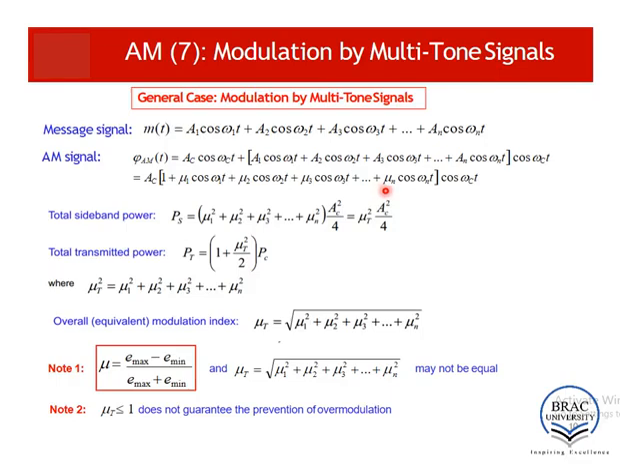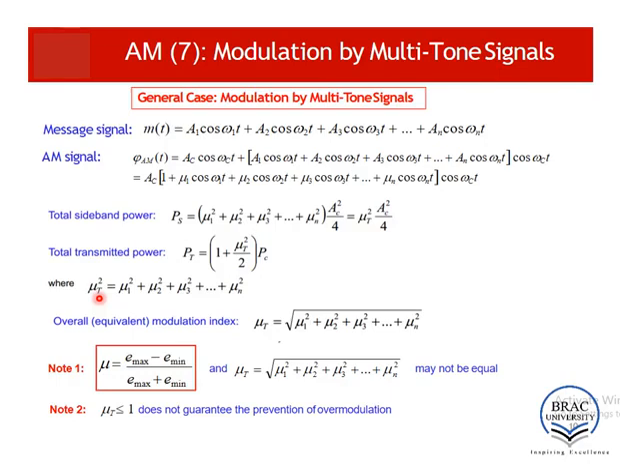If you compare this with the single tone, you will observe a similarity. Previously, there was only one component, and here there are n components instead. For single tone modulation, the sideband power was mu square AC square by 4. But now, as there are n components, PS will be the sum of all the mu squares multiplied by AC square by 4. We can rewrite this equation as mu T square AC square by 4. Now we have generalized the equation of total sideband power for multitone. So total power PT, which is PS plus PC, will result in this: 1 plus mu T square by 2, into PC. Mu T is called the overall modulation index.